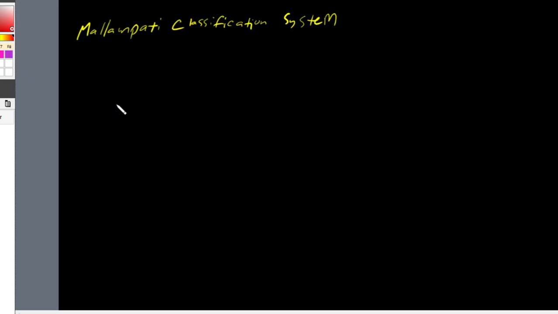So the Mallampati score is a simple scoring system that compares the amount of mouth opening to the size of the tongue. And that provides us an estimate of the space available in the mouth for inserting our blade and inserting our tube.